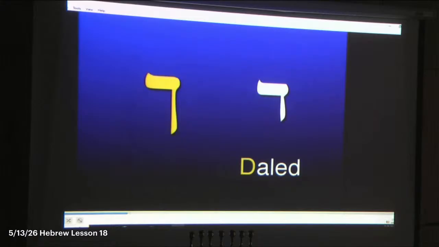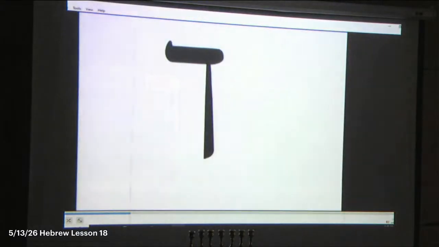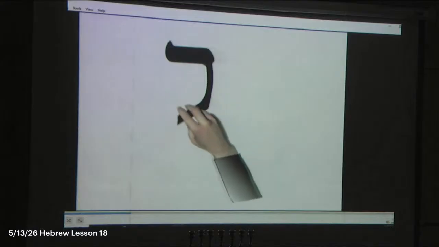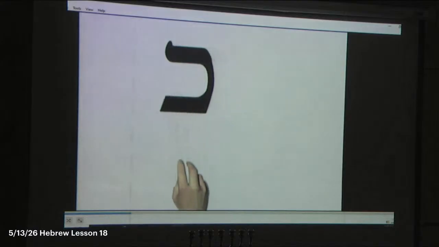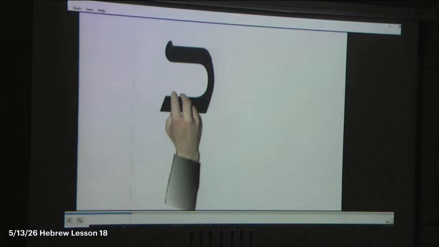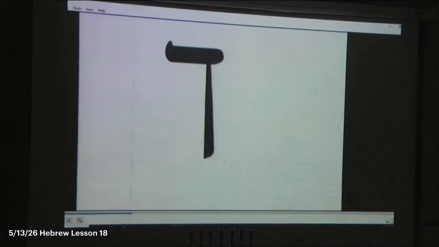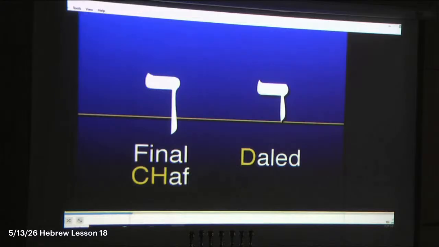You've seen it already before on this lesson. Is it a final Dalid? No, there is no such thing as a final Dalid. And remember, a letter goes below the line. To know what it is before it's final, you have to push the part that goes below the line back to its horizontal position. There, that doesn't look anything like a Dalid. Extend it back down. This, of course, again, is the final Chaf. Don't ever think a final Chaf is a final Dalid. There is no final Dalid.